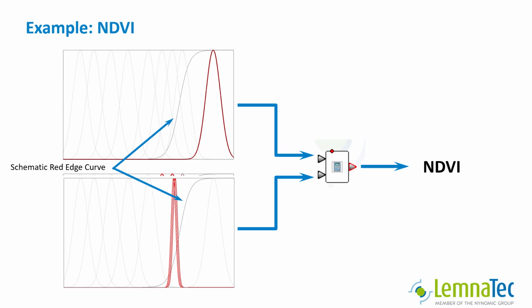You may calculate other indices in a similar way. For each of the required wavelengths of the index, you shall pick one of the light sources close to the required wavelengths. Optionally, narrow it down further using a filter. Then use the gray calculator device of LemnaGrid to calculate the index.